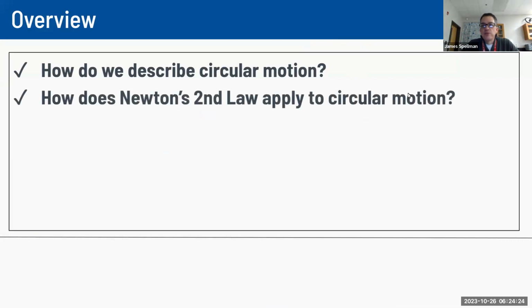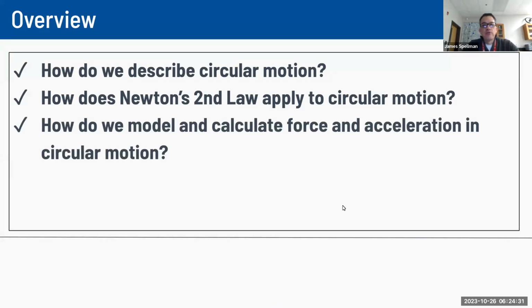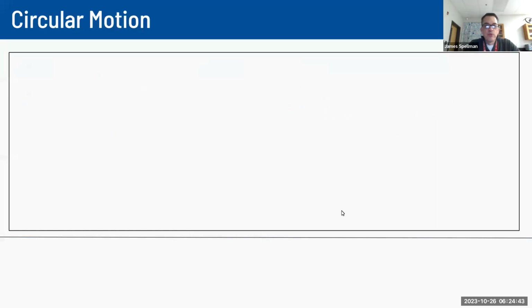We're going to still go back to Newton's second law and ask how does Newton's second law apply to circular motion? And how can we model and calculate forces? How can we calculate acceleration when we're talking about circular motion? The main vocabulary word with this is centripetal, and that will come up in a moment. It's kind of a key word in what we're going over right now.